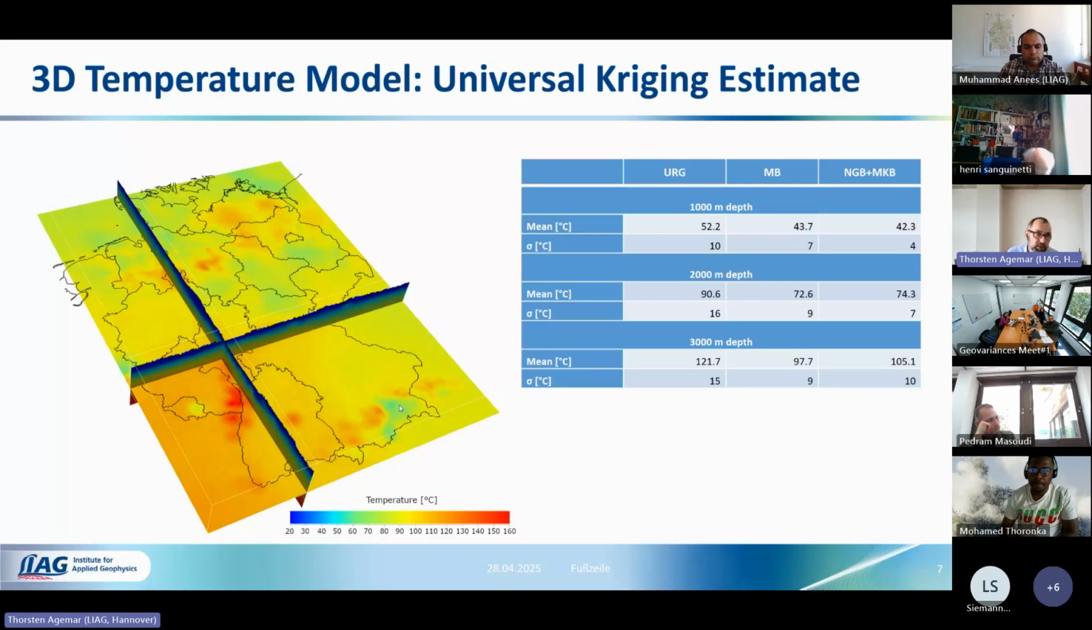They not just only want the temperature estimate or a temperature prediction for a specific spot or specific depth. They also want to know what the uncertainty is, in order to assess the exploration risk.